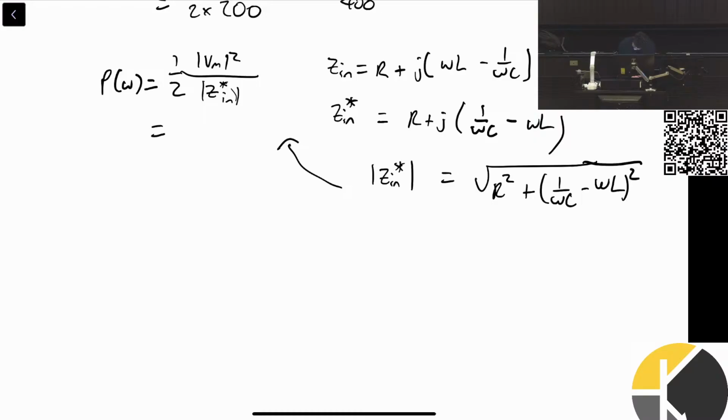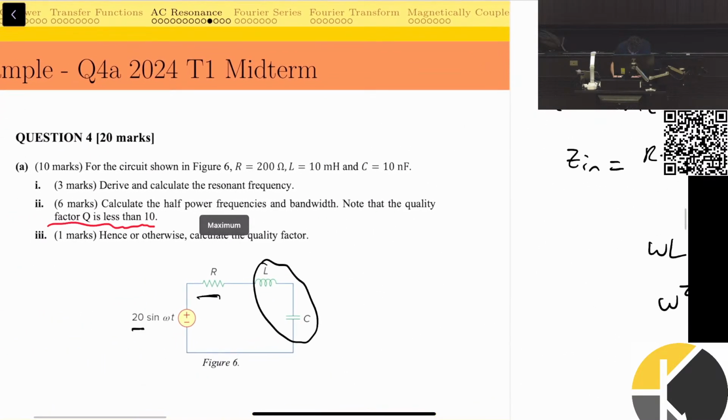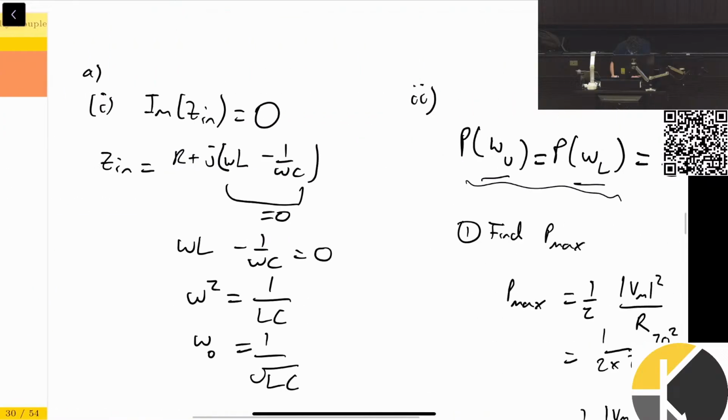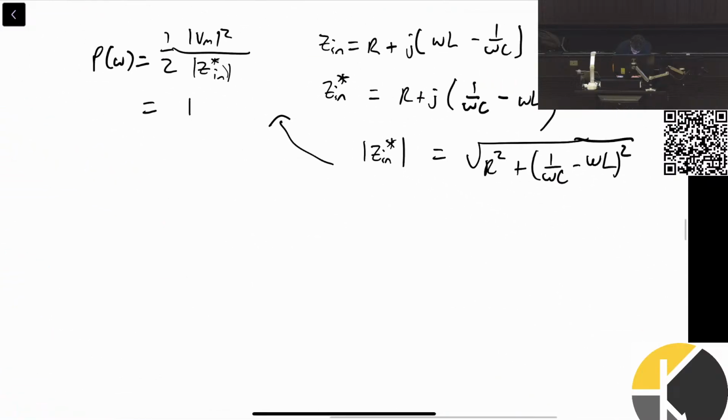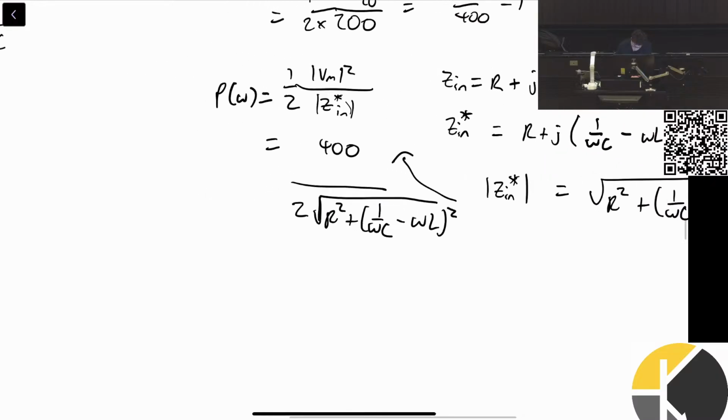Let's take it back and do our calculations. So we're going to get VM squared is 400, because it's just 20 squared. We're going to divide by 2, and we get the magnitude of here, which we've written out for ourselves. Here we go: R squared plus (1 on omega C minus omega L) squared. And what is it going to be equal to? What are we actually solving for?